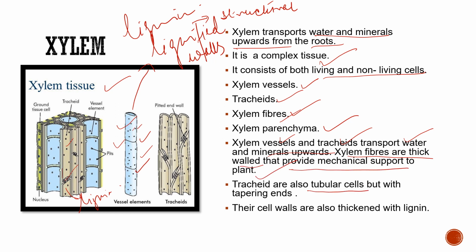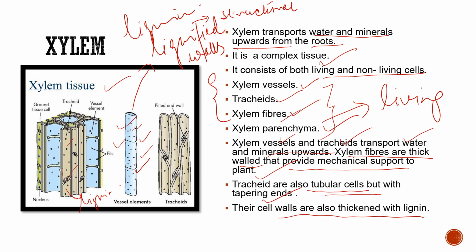Tracheids are tubular cells but they have tapering ends, and their cell walls are also made up of lignin. Now here we can say that in all these parts only the xylem parenchyma is the living component. Other than that, the other three parts are non-living. The xylem vessels, tracheids and xylem fibers are all non-living and they are all providing mechanical support to the plant.